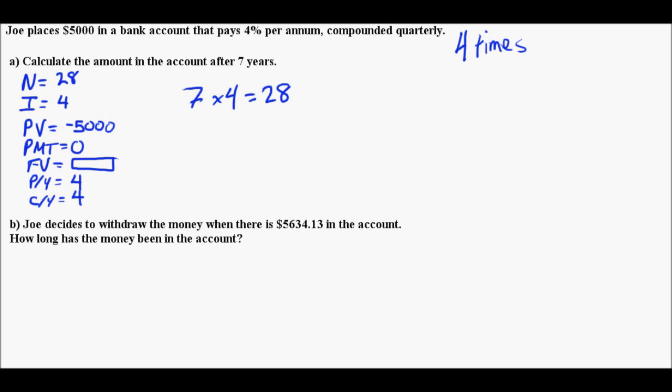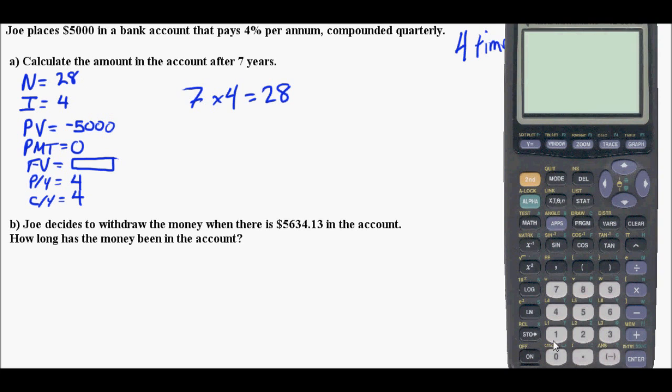So what we can do is break out the calculator here, turn it on, and enter all my stuff. So I got 28. Interest rate's 4. Present value, again, make it negative. In this type of problem, if you don't make it negative, it's not that big of a deal, but it's a good habit to get into. We're going to find the future value, the payment's 0, and then these are both going to be 4.